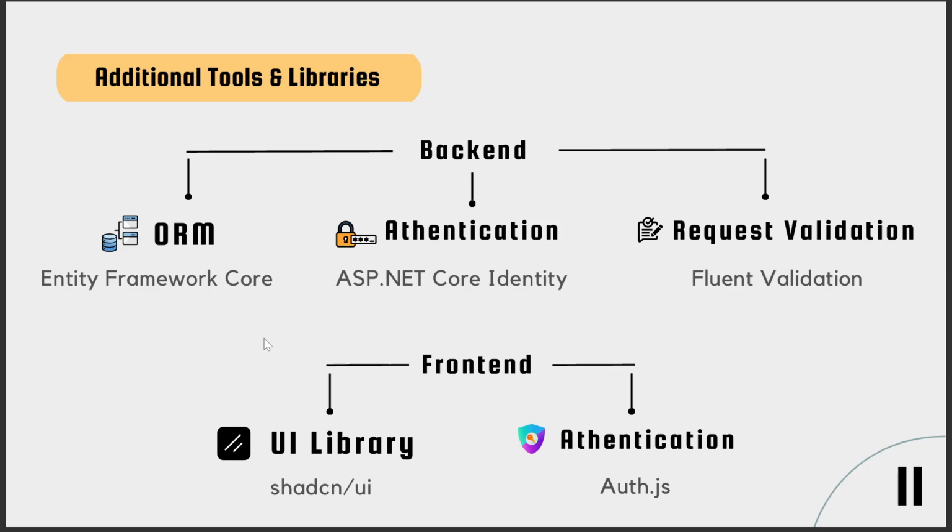Here are the additional tools and libraries we have used in our project. For object relational mapping, we have used Entity Framework Core. For authentication, we have utilized ASP.NET Core Identity, and for request validation, we have used the FluentValidation package. For building the front end UI, we have used shadcn UI, and for storing user sessions, user access tokens, and rotating refresh tokens, we have used Auth.js.